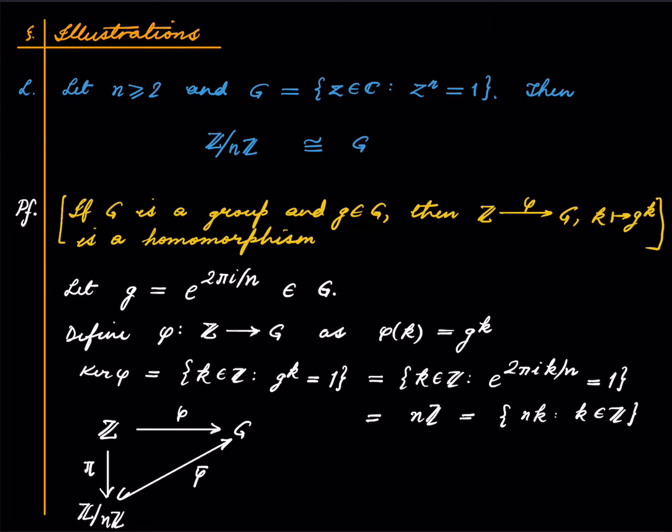This is injective. Usually injective maps are shown via a hook symbol. We just make a sort of a curvy thing here and that denotes injectivity. So the map phi bar is injective. It is also surjective because every nth root of unity is a power of g. So I'll leave you to check that phi bar is surjective.